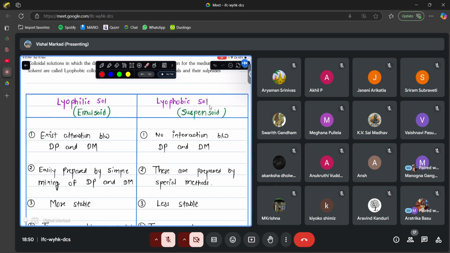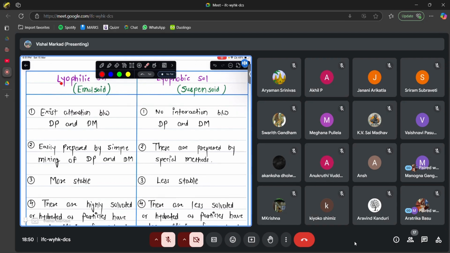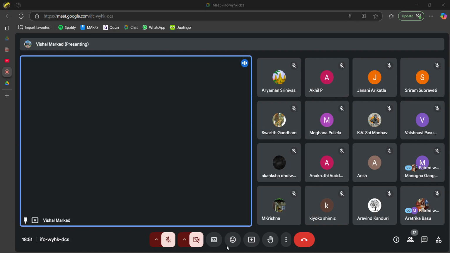Now, as there is a force of attraction between the disperse phase and dispersion medium, lyophilic is more stable, because there is already attraction between them. While such attraction is not there in lyophobic, and we forcefully try to form the lyophobic sol, so they are less stable. Clear till this point?